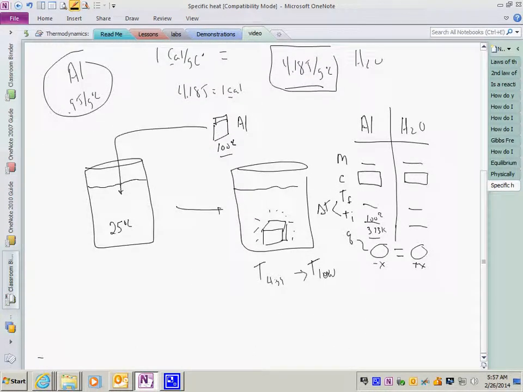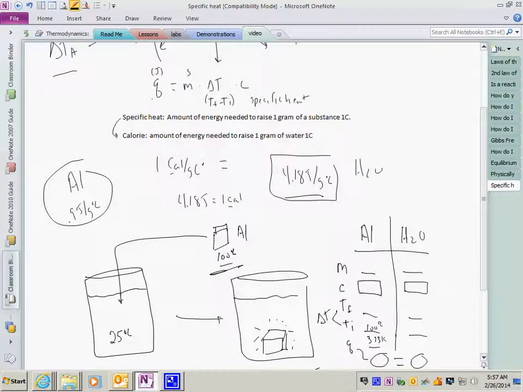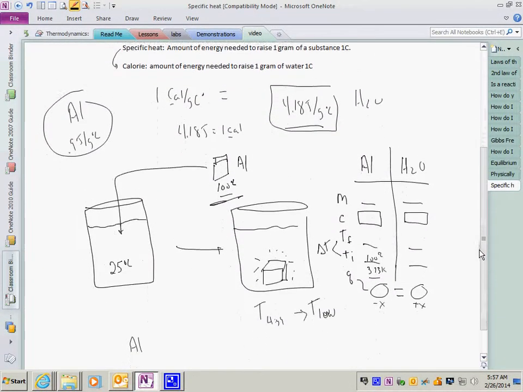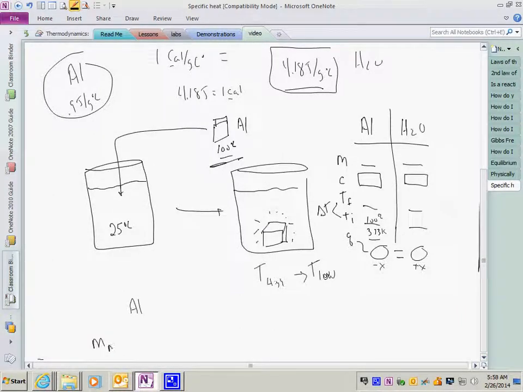The mathematics of this particular system would be whatever energy is lost by the aluminum block is gained by the water. So I could draw up a mathematical or algebraic expression like this. The aluminum, which would be equal to the mass. I'm mimicking this equation right here. The mass of the aluminum times the specific heat of the aluminum times temperature final minus temperature initial of the aluminum equals the energy that the aluminum lost. That is going to equal the energy that the water gains. So this is negative and this is positive.